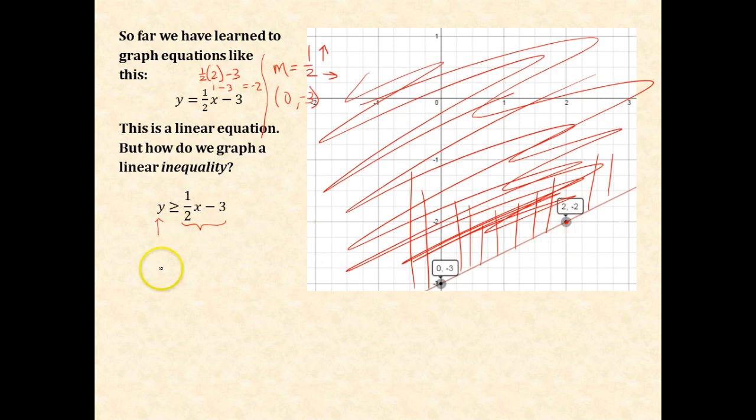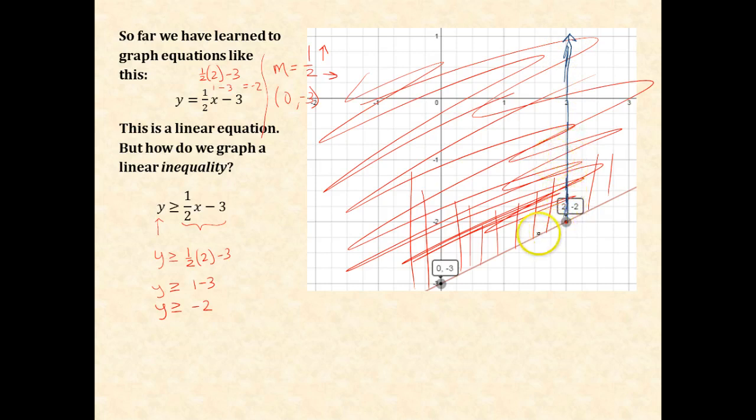If we put the x value of 2 into this inequality, we get y is greater than or equal to 1/2 of 2 minus 3. We get y is greater than or equal to 1 minus 3. So y is greater than or equal to -2. So it's not just that y equals -2, it's also that y can be greater than -2. So when x was 2, so here we are at this x value of 2, the y values can be greater than or equal to -2. So we need to count all these points up here. All the points that have an x value of 2 and a y value that's greater than or equal to -2.